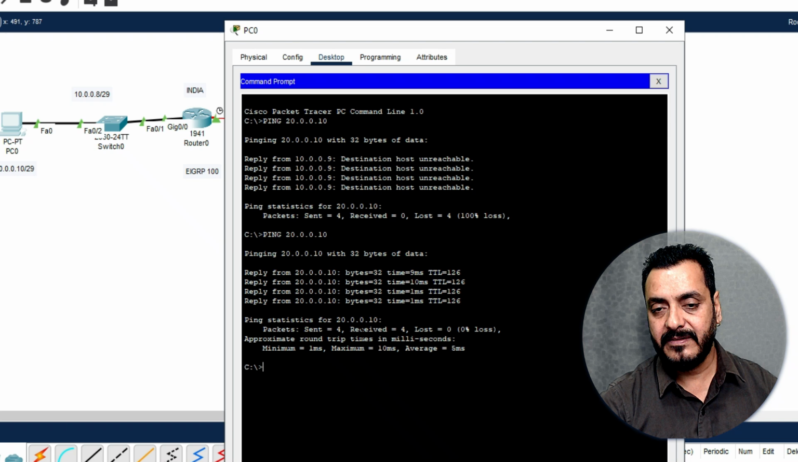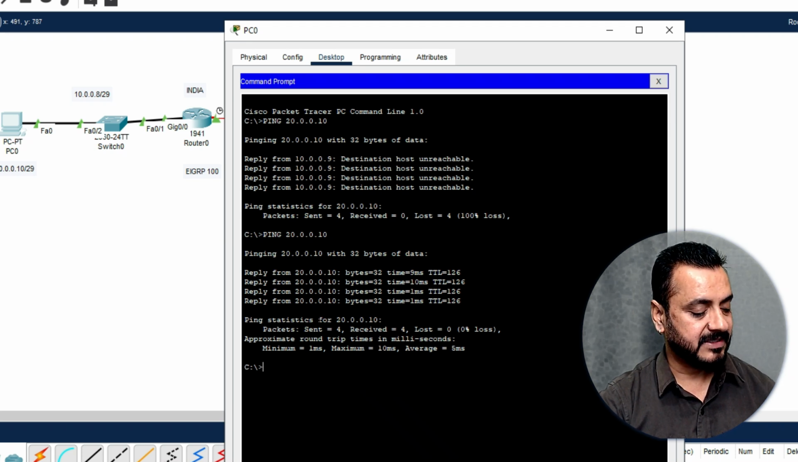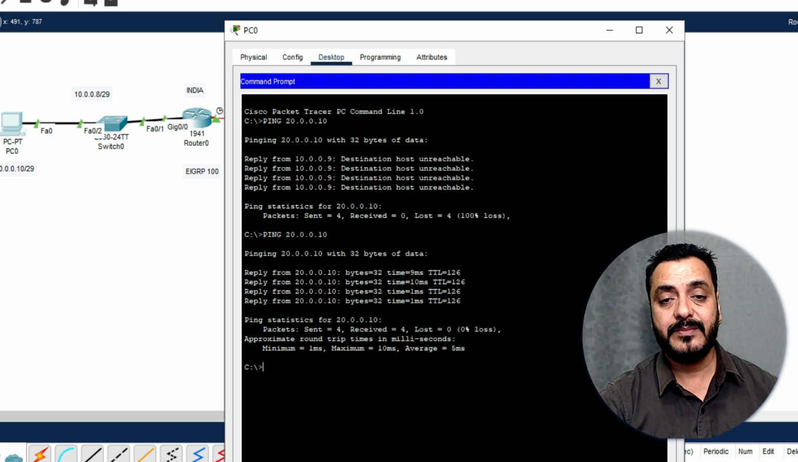Now you can see the final successful ICMP message: 4 packets sent, 4 received, success rate is 100%. So it is showing that now your network is open, routing is working fine and successfully. EIGRP is working fine. So the first system is communicating with the last system successfully.